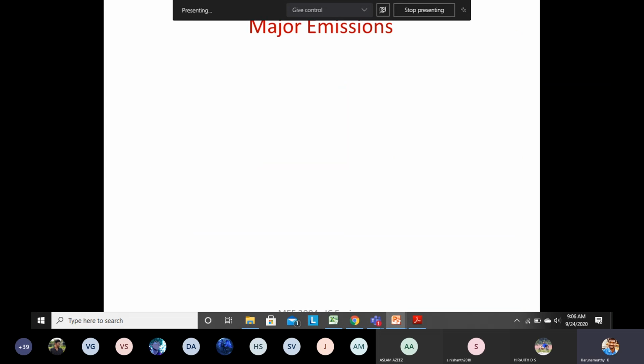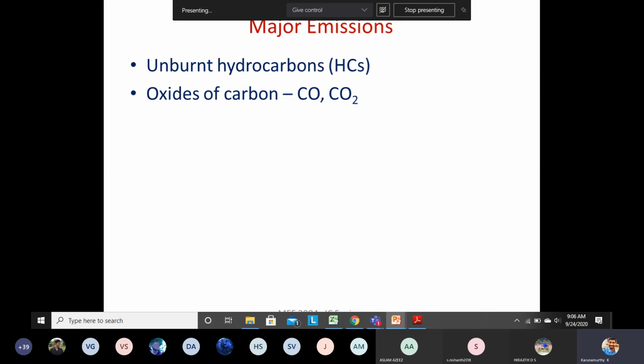So we have discussed already the major emissions from the IC engines. It can be SI engine or CI engine. The three major emissions are unburned hydrocarbons, oxides of carbon, especially carbon monoxide, right? We cannot prevent CO2. This is harmful, so this has to be avoided. Emission of CO2 has to be avoided from the IC engines, and the oxides of nitrogen. Okay, so these are the harmful emissions that are present in the engine exhaust, right?